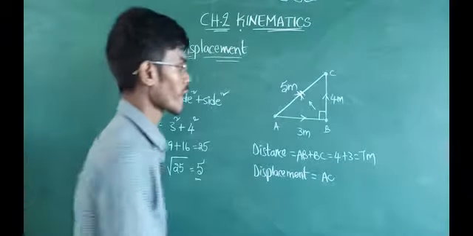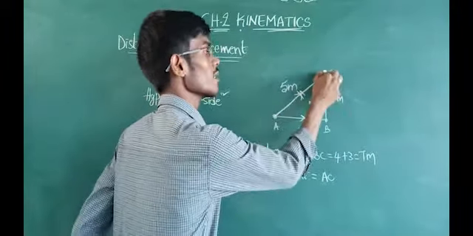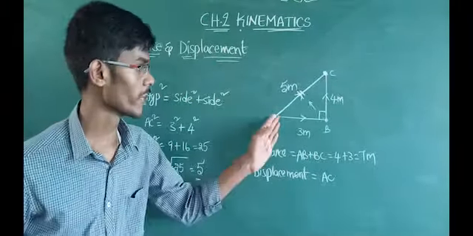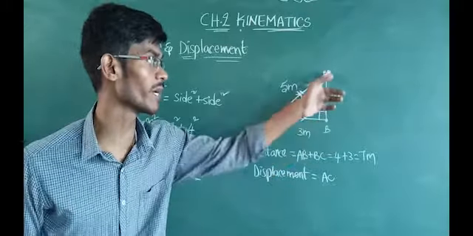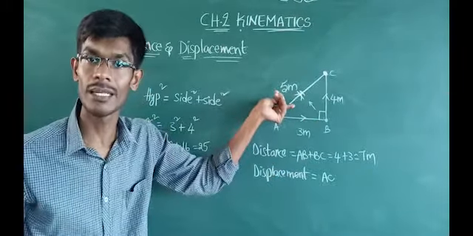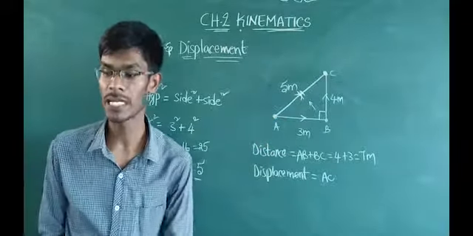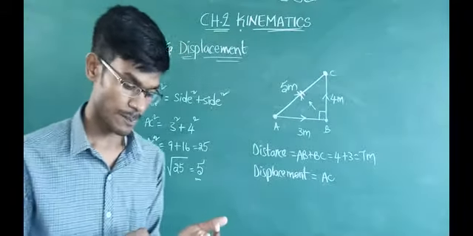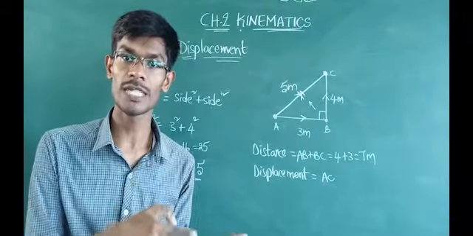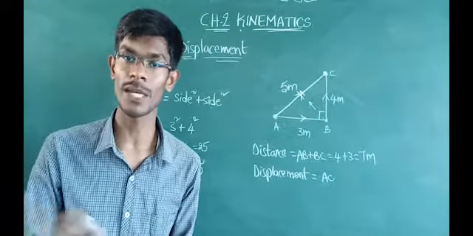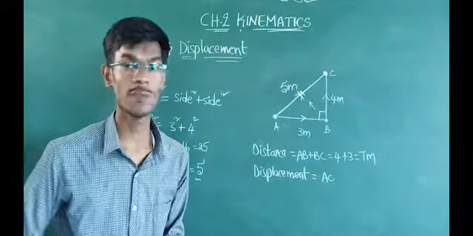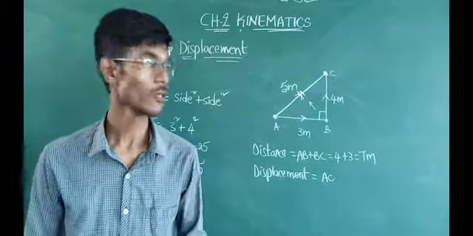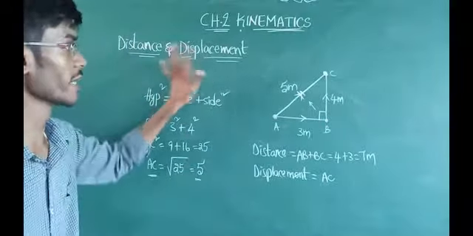And here, from A to C, there is only one particular path from A to C. Instead of going A to B and B to C, there is a unique path from A to C. That is what we call displacement, a unique path. If it comes to distance, it always increases with respect to time, but displacement may also decrease with respect to time. So that is about distance and displacement.